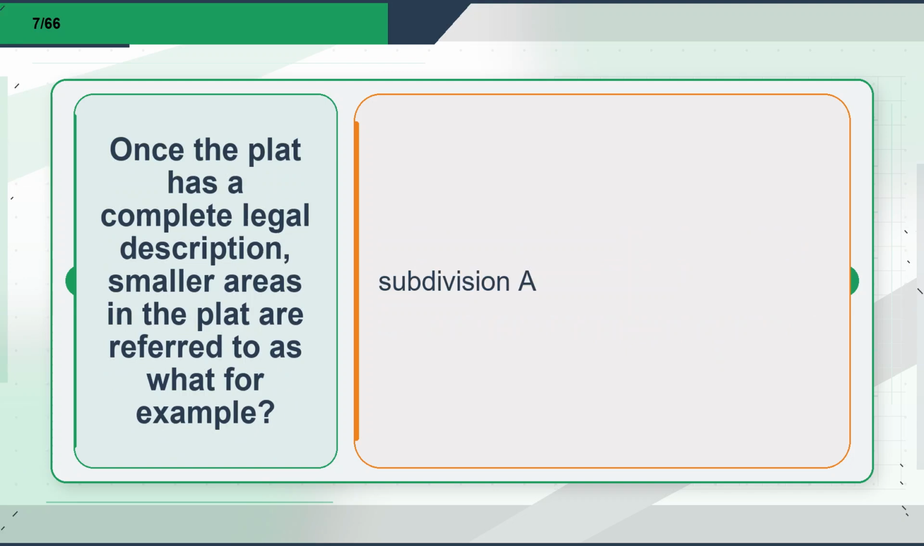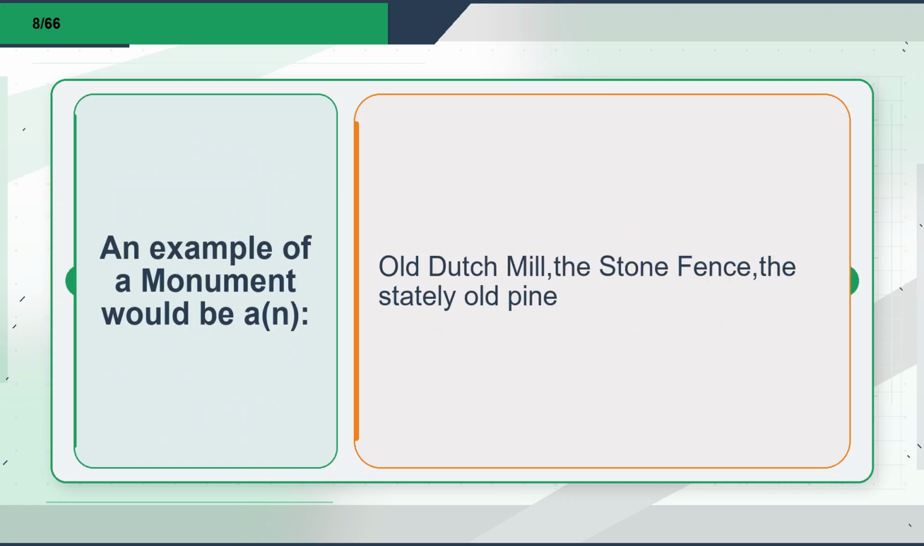Flashcard 7. Term: once the plat has a complete legal description, smaller areas in the plat are referred to as what? For example, definition: subdivision A. Flashcard 8. Term: an example of a monument would be an? Definition: old Dutch mill, the stone fence, the stately old pine.